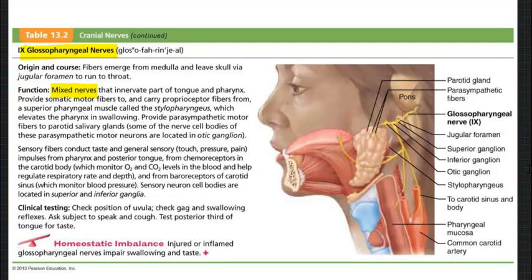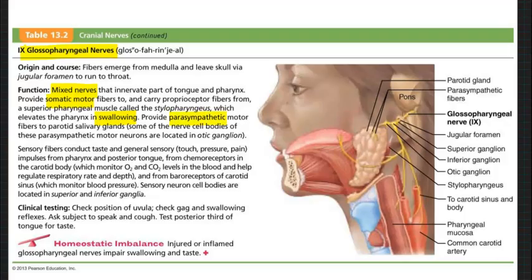So glossopharyngeal, mixed. Let's talk about motor outputs. Motor fibers control the process of swallowing. There is a reflex that is inextricably linked to swallowing. It's the gag reflex. So this nerve is part of the gag reflex. Make sense?